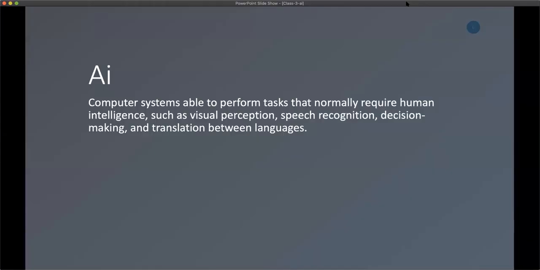Okay. So I'm going to give you some terms. You can take notes on these if you want. They're always going to be provided in the video and in the slides.